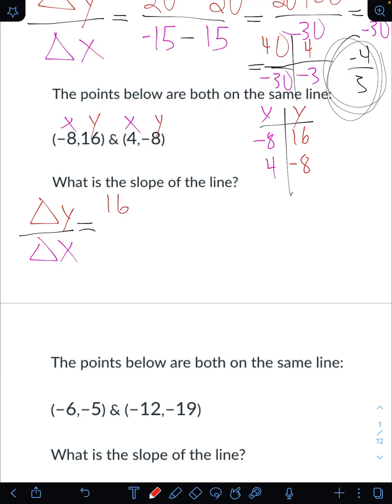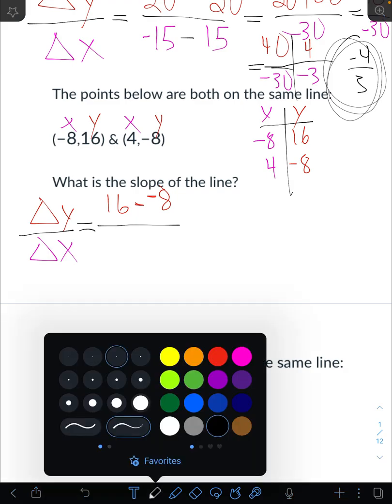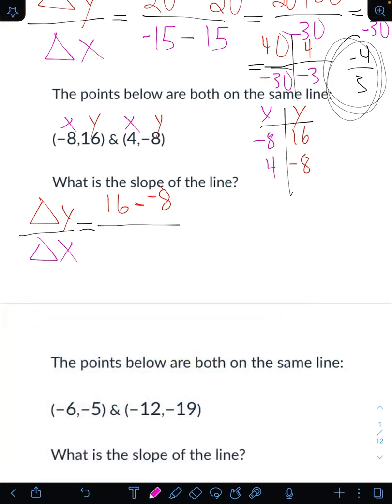16 minus negative 8. A lot of people just drop the negative because they think it's already there because of the minus. No, you got to put that negative 8 in there. So the matching ones, because we did 16 minus negative 8, we chose 16. That means we got to choose negative 8 as our matching x. So it's negative 8 minus 4. And now we simplify it.